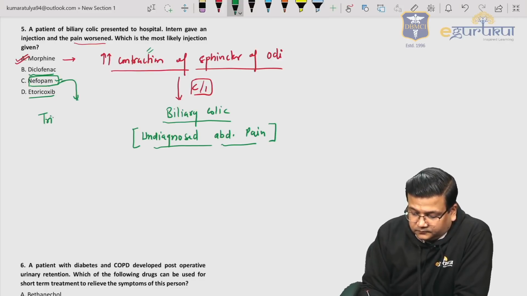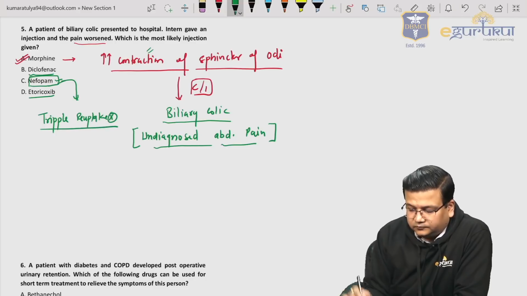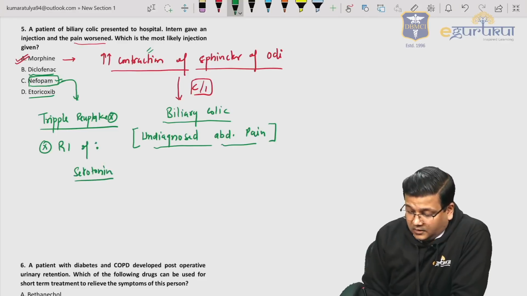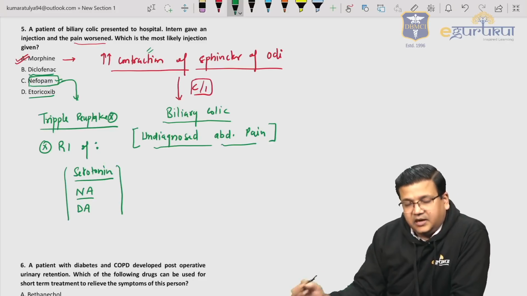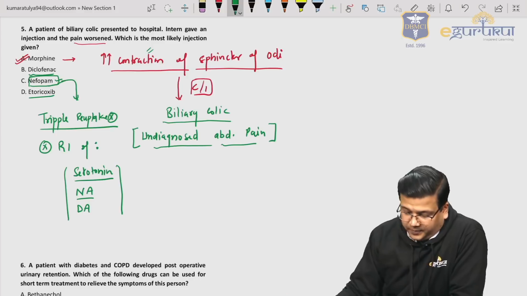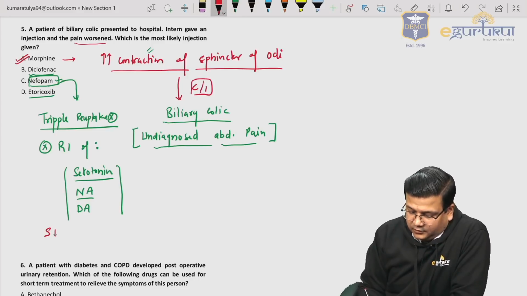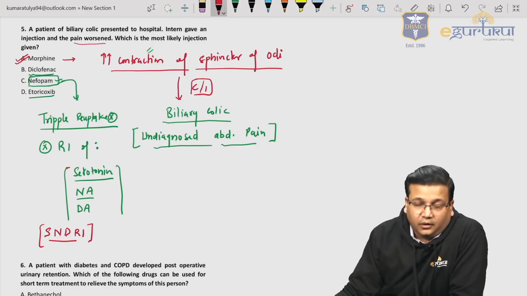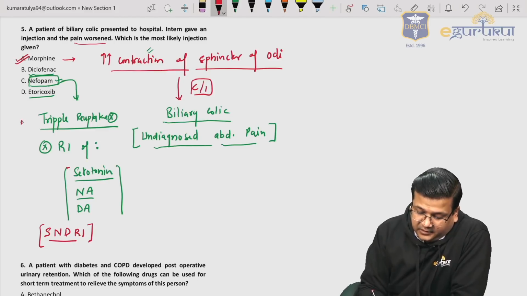It is a triple reuptake inhibitor. So triple reuptake inhibitor, what does it mean? This drug will inhibit reuptake of three substances: serotonin, noradrenaline and also dopamine. So we can call it serotonin norepinephrine dopamine reuptake inhibitor, SNDRI. So this is the important mechanism of antinociception of nefopam, that it is a triple reuptake inhibitor.